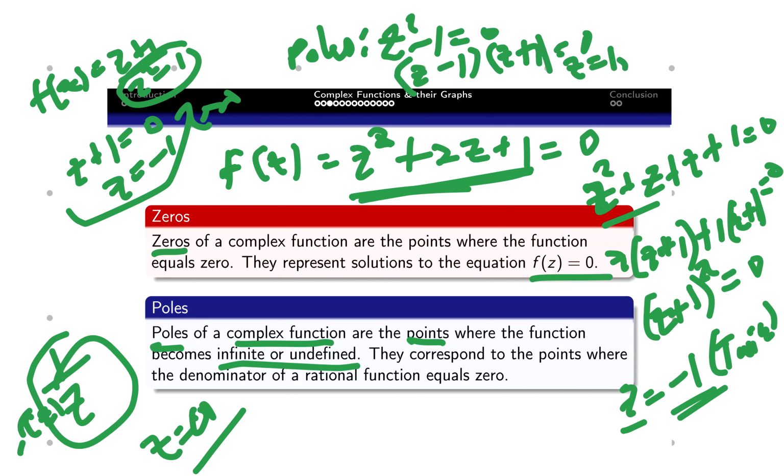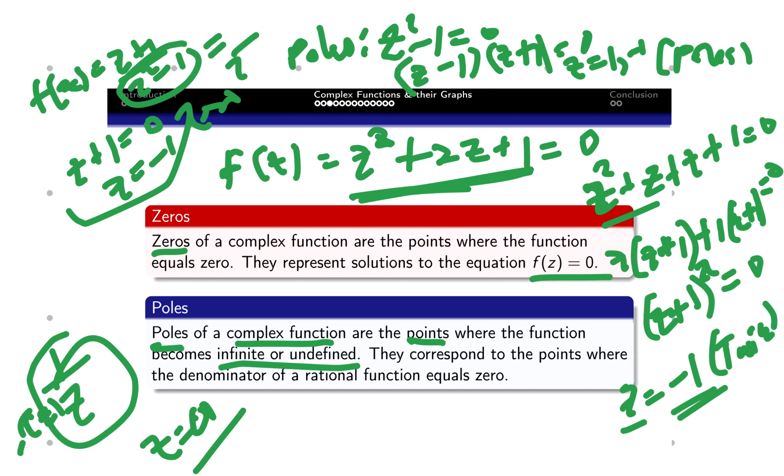Of course, maybe a better way is to simplify this further, so that it becomes 1 over z plus 1. So it has no zero, and the pole is at minus 1. That's the kind of approach you should have. If you're looking for zeros, equate the numerator to 0. If you're looking for the poles, equate the denominator to 0. That is the kind of thing you do.